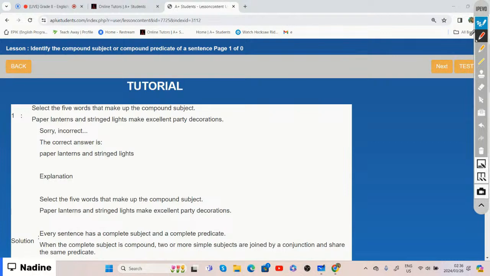All right, so if we select our 5 words that make up the compound subject, then our subject is paper lanterns and stringed lights, right? Which means that our word and is the conjunction that is joining the two subjects, paper lanterns and stringed lights. That is our 5 words that make up our compound subject.